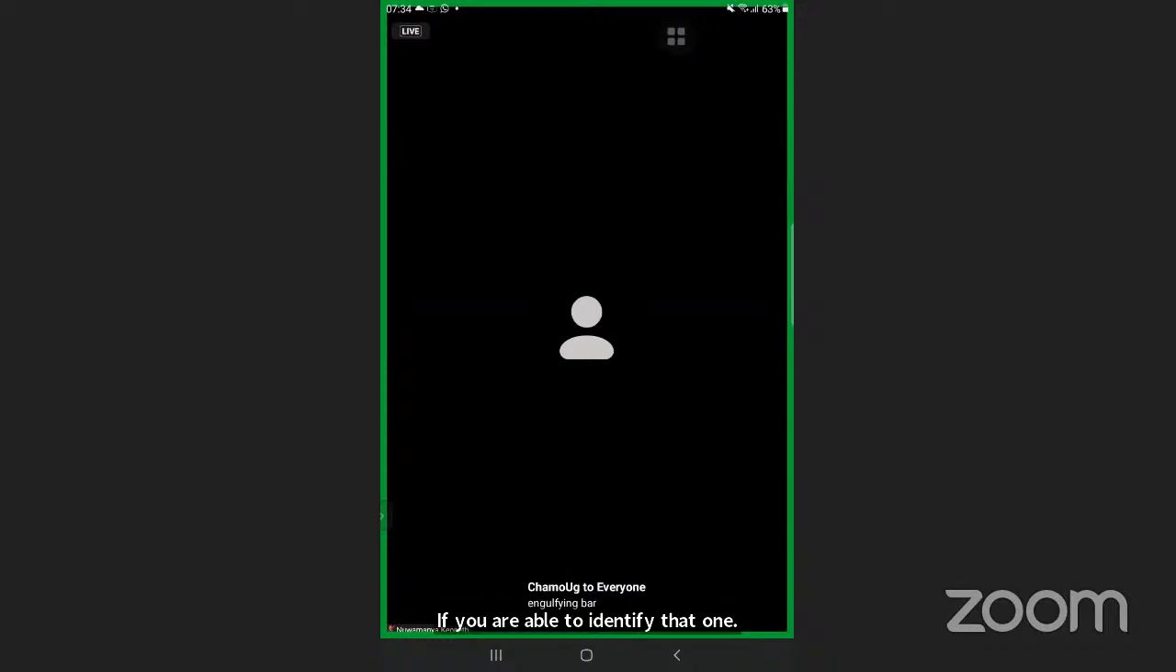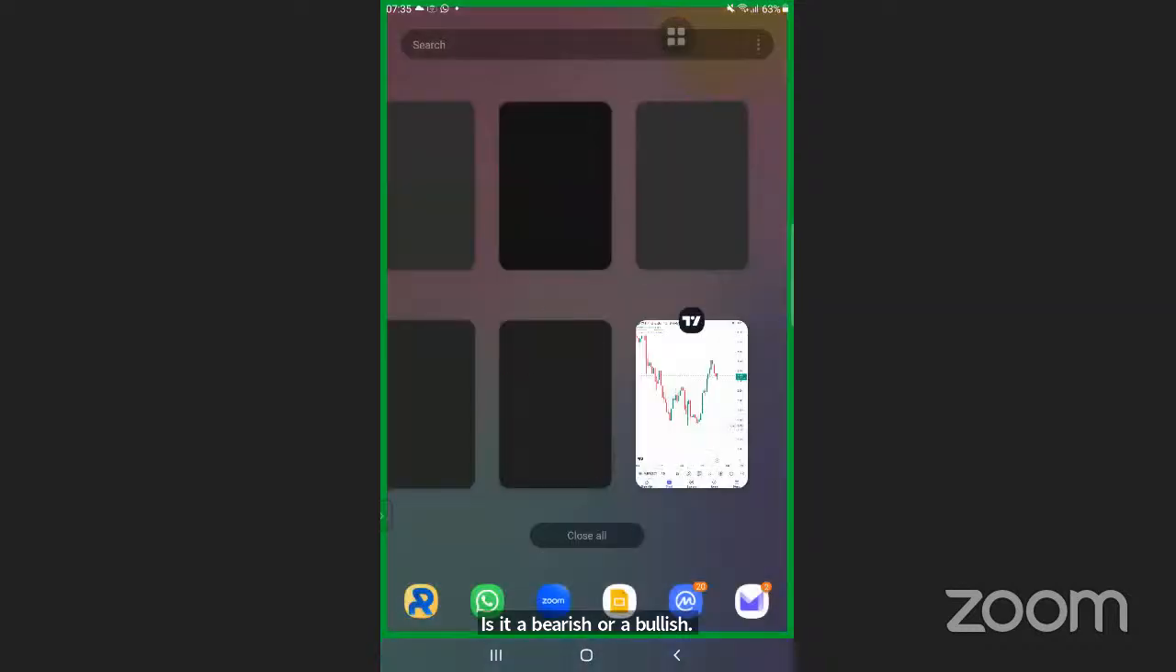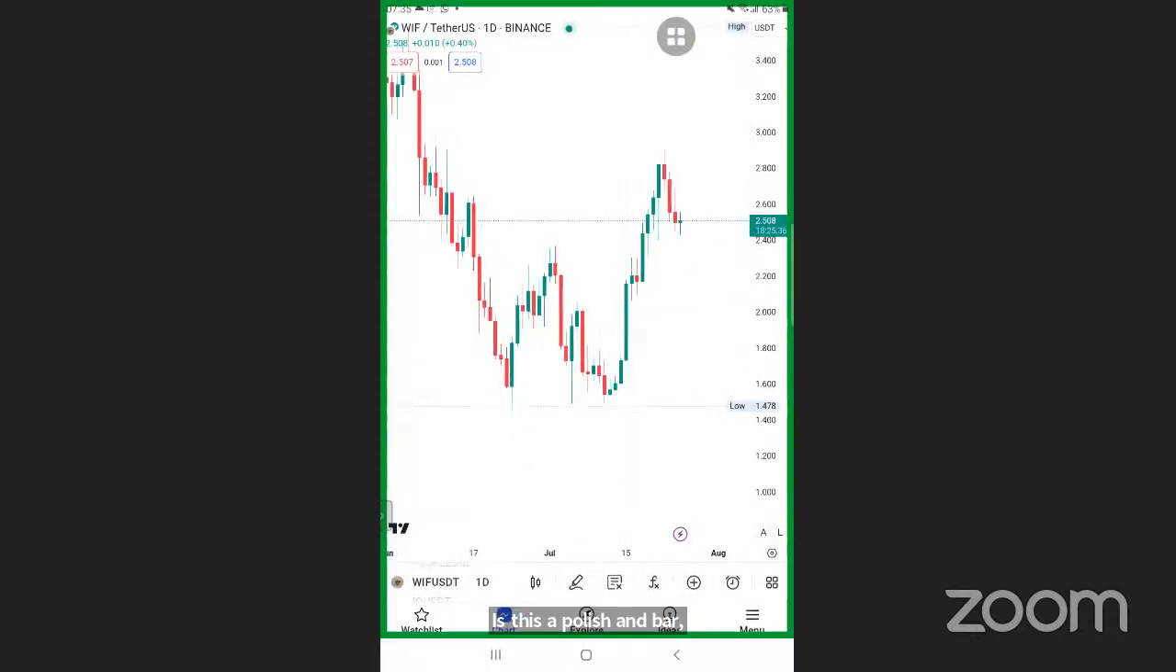It is an engulfing bar. What type of engulfing bar? Yes, I agree, it is an engulfing bar. But what type of an engulfing bar is it? Is it a bearish or a bullish? Is this a bullish engulfing bar or a bearish engulfing bar?